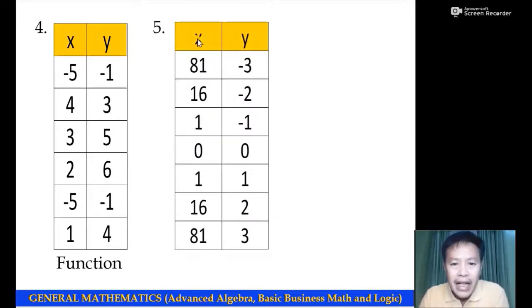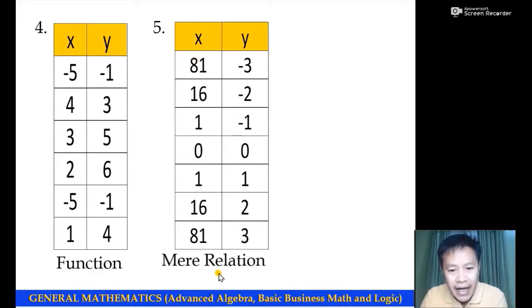Number 5. Our x values are 81, 16, 1, 0, 1. Now, take note, 1 has two different images. And so with 16, it has two different images. 81 has two different ordinates. Therefore, this is not a function and it is a mere relation.